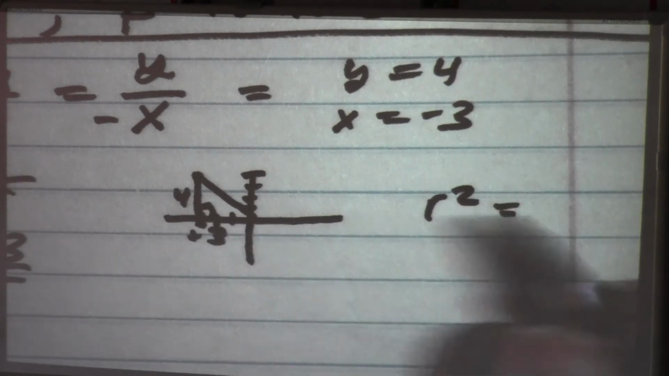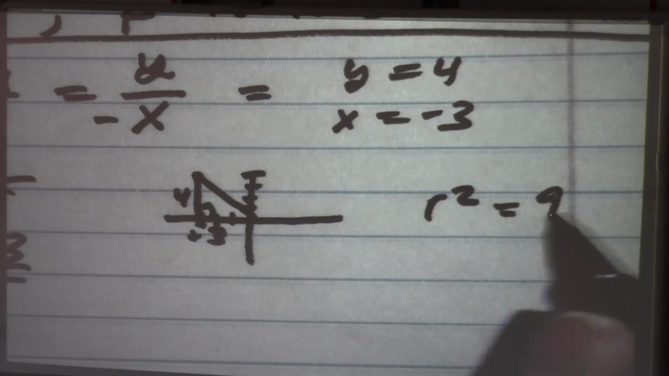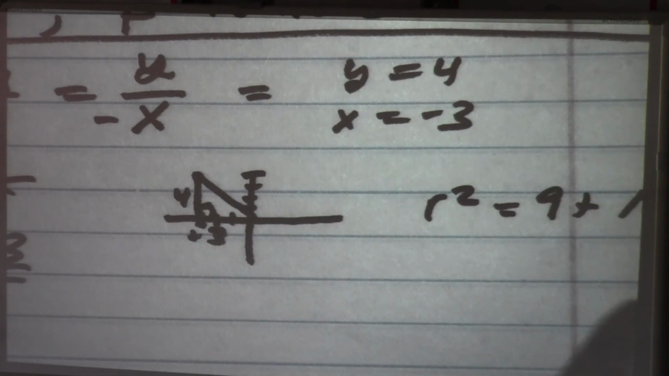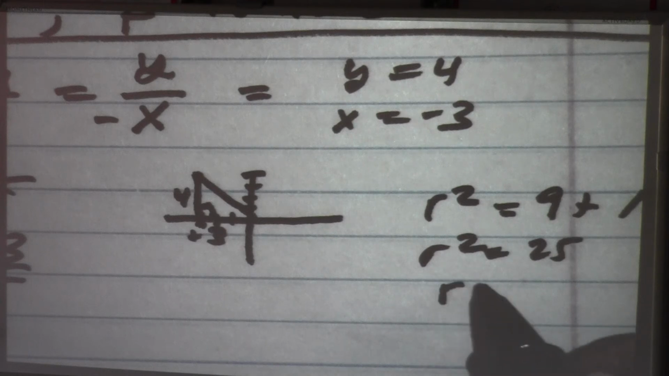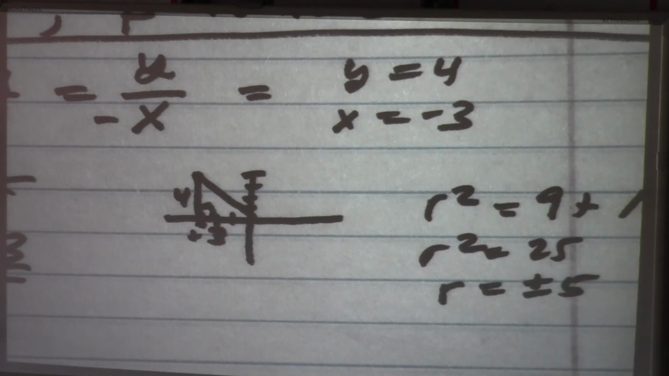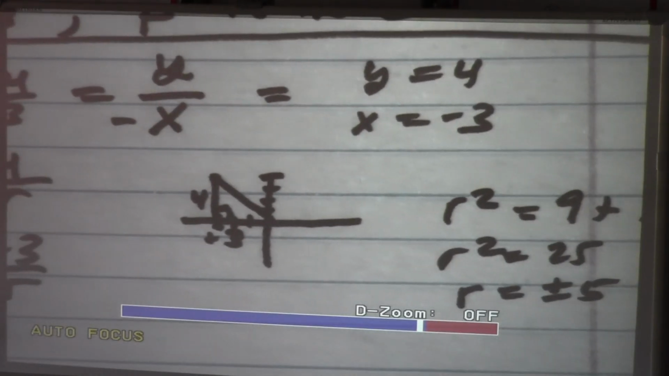To find the r, since the r is a distance, it'll always be positive. That will be the x squared plus the y squared, or a squared plus b squared. So it'll be 3 squared plus 4 squared. R squared is equal to 25. Take the square root, and r is equal to plus or minus 5. But because it's a distance, we can only use the positive. We can only use 5.